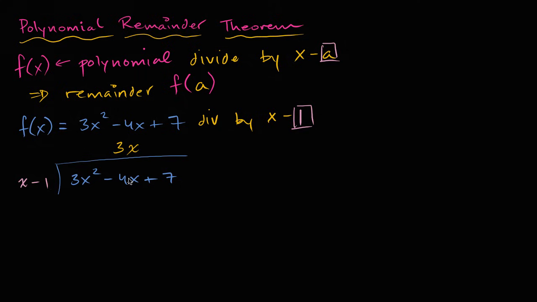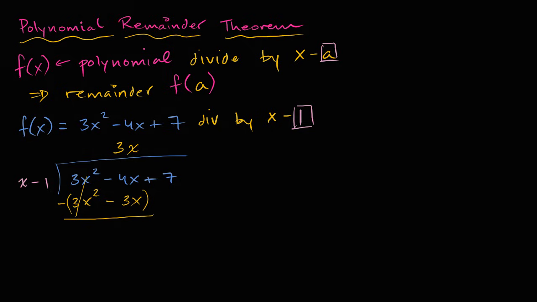I'm writing it in, I guess you could say, the first degree place. 3x times x is 3x squared. 3x times negative 1 is negative 3x. And now we want to subtract this thing. And this is just the way that you do traditional long division. And so what do we get? Well, 3x squared minus 3x squared, that's just going to be 0. And this negative 4x, this is going to be plus 3x, right? A negative of a negative. Negative 4x plus 3x is going to be negative x.